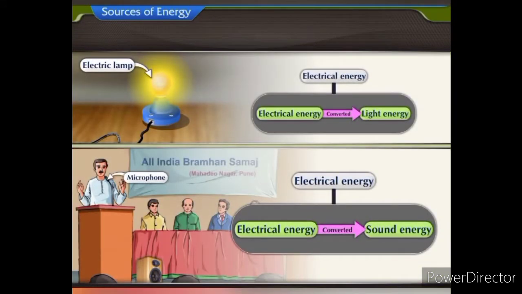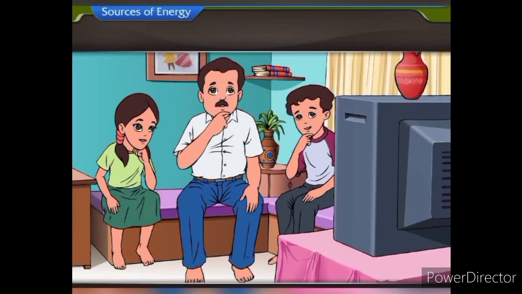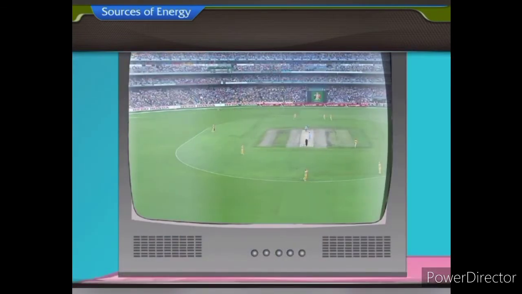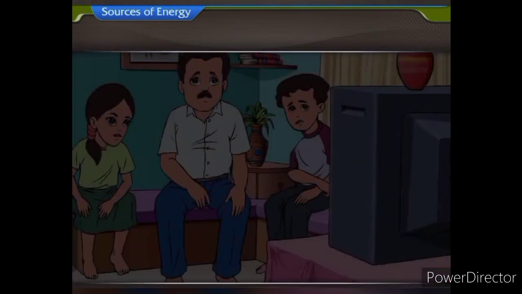Thus, we can say that energy can neither be created nor be destroyed, but it gets converted from one form to another. This is known as transformation of energy. If energy cannot be destroyed, then why do we face energy crisis? To understand this, consider an example.